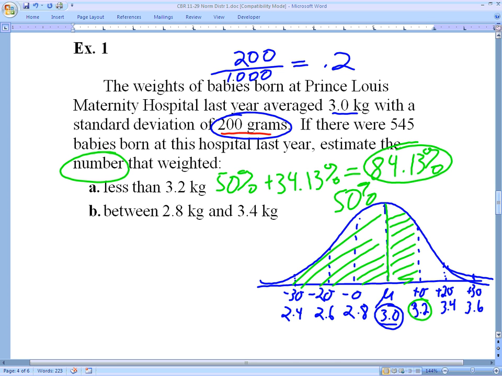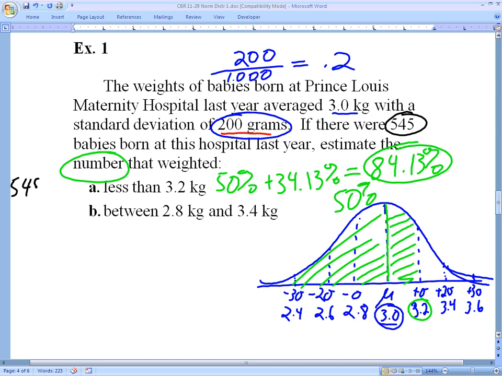If it said the probability, I would say there's approximately an 84% chance of weighing less than that amount. If they want to know what percentage of the babies, again, I've got that, 84.13, but they want an actual estimate of the number. And if we go back here, it says that there were 545 babies born.